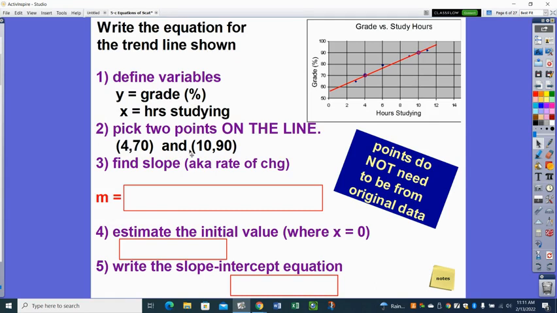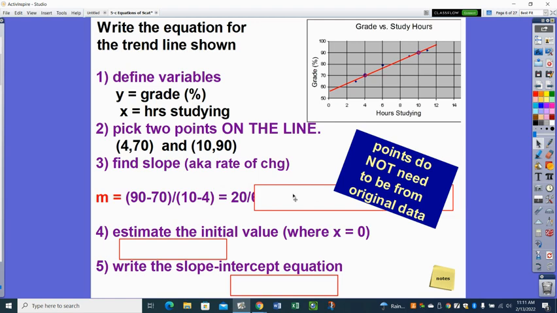So now I'm going to calculate slope like we reviewed. I'm going to get my I's on the Y's, and I'm going to calculate the slope. 90 minus 70 over 10 minus 4, rise over run, and I end up with 20 as my rise, 6 for my run. It is a real world graph, so I'm going to pick up my calculator. I'm going to take 20 divided by 6, and it's about 3.3.